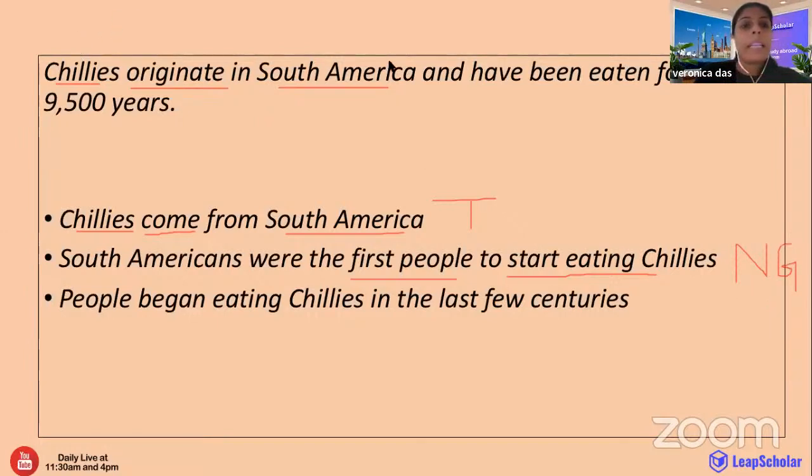All right. Next one. People began eating chilies in the last few centuries. What is our keyword here, or keywords? What are the keywords for the third one? People began eating chilies in the last few centuries. Centuries means what? A century is how much? 100. Few centuries may be 100 to 300 to 400, 500, correct? Does century imply an exact year here?